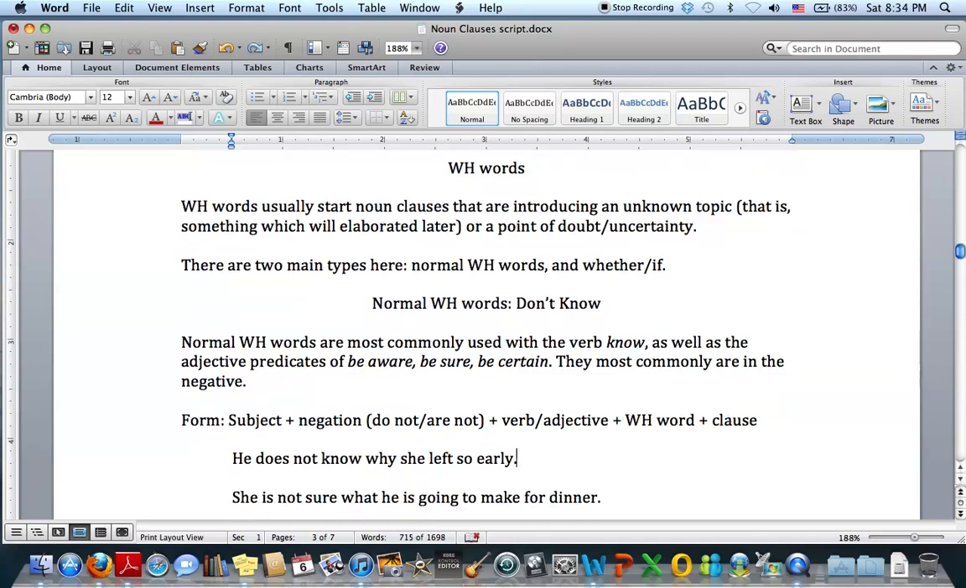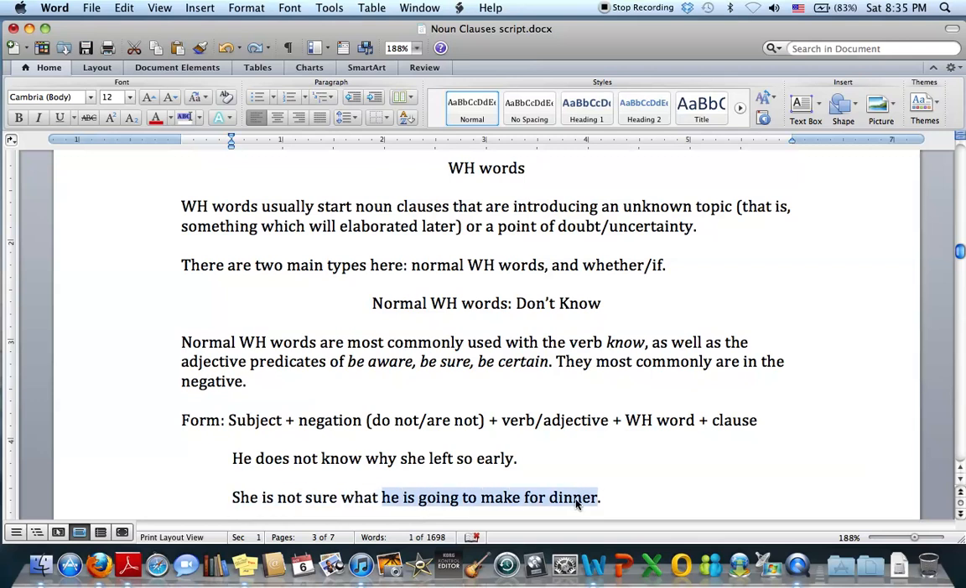This is going to be easier to understand. All right, so here we start. She, great, that's our subject, is not sure. Aha, so here's that is not, are not, etc. that we've got right there. Is not sure. So we've got an adjective predicate here. Now we've got our WH word, what. Okay, so there's our WH word, and our clause after it is this. He is going to make for dinner.